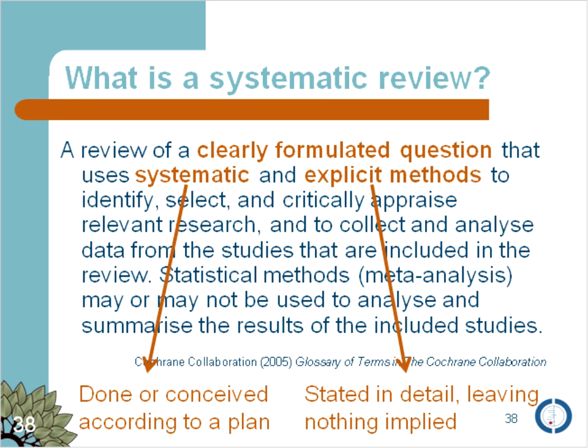And I just want to draw your attention to the systematic part of this definition. Yes, it is done or conceived according to a plan. So you have clearly defined what it is you're looking for and what you're going to do, and you have that plan in place before you actually undertake the review. And it has to be explicit. It has to be stated in detail, with nothing implied for the reader, and it should be reproducible. I hope this gives you a clear framework for what a systematic review is.